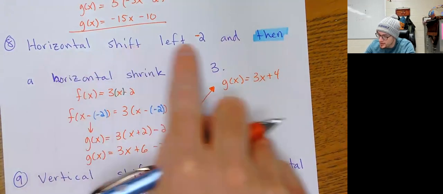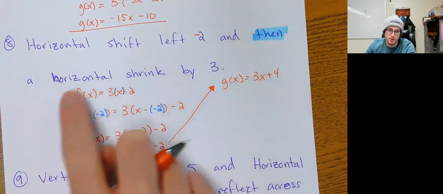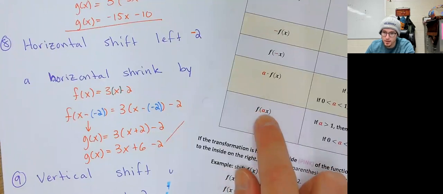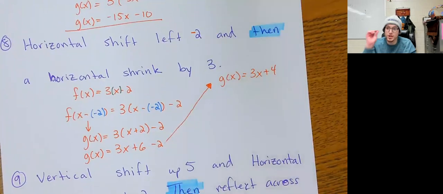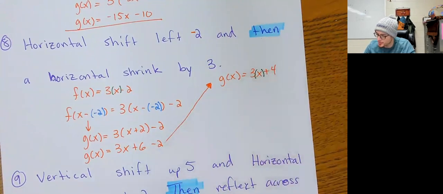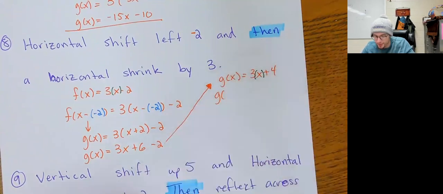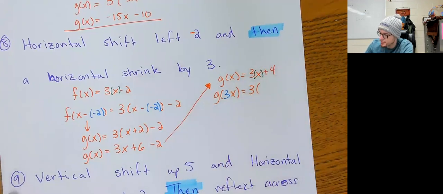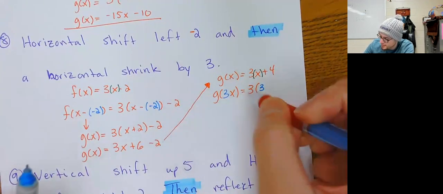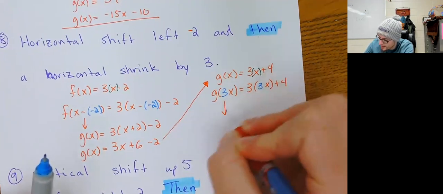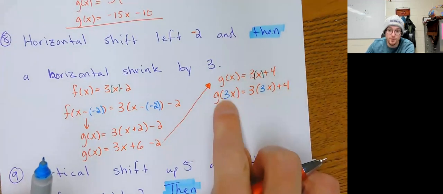Now, then, so we did the first thing, and then horizontal shrink by 3. Now, horizontal shrink by 3 means we're going to multiply the inside by 3. So we're going to multiply just the input by 3. So what we're going to get here is g of 3 times x equals 3 times 3 times x plus 4.